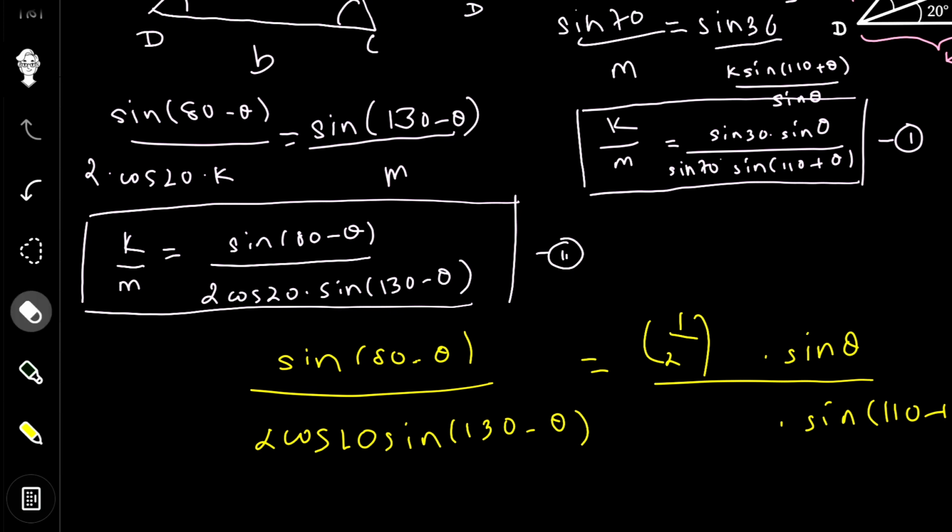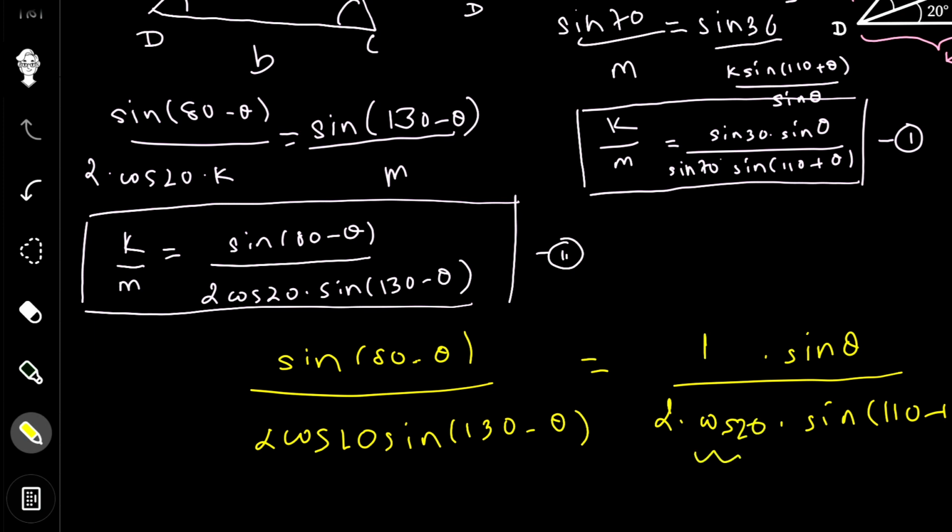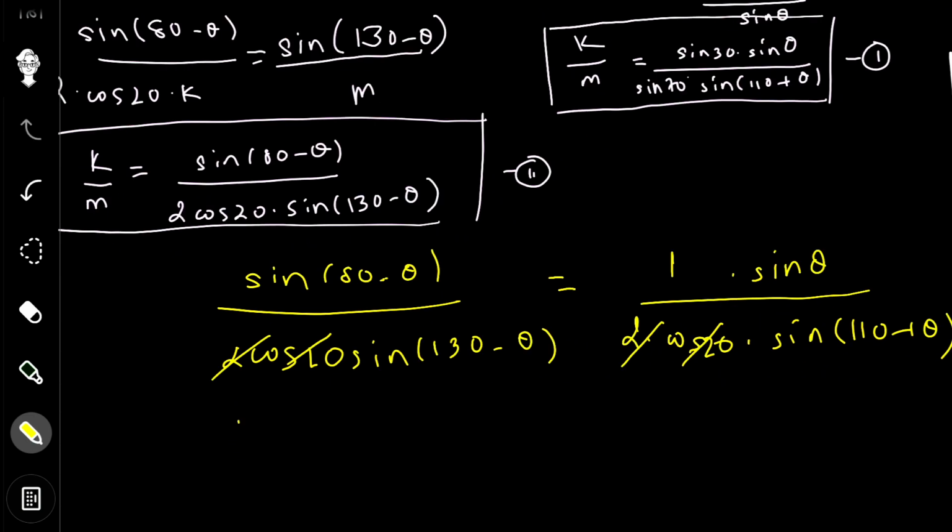And 1 upon 2 in the numerator will come in the denominator. So this thing will finally turn out to be 2 times cos 20. Now we can see that cos 20 is not equal to 0 and 2 is also not equal to 0. So these both things can be factored out from both of the sides. Now we can cross multiply the remaining terms.